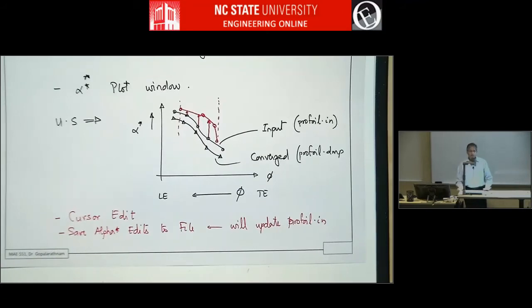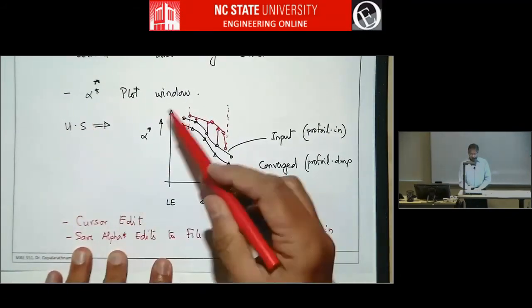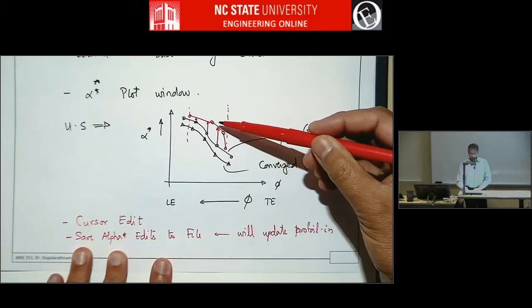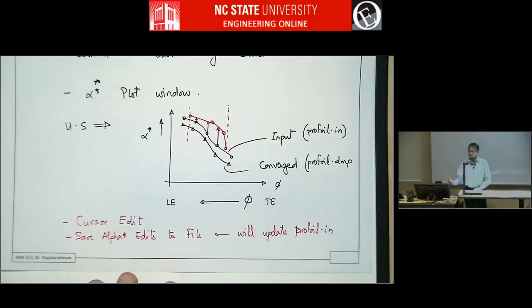So far we are dealing only with symmetric airfoil, so it's only an upper surface curve. When we go to cambered airfoils, you'll have one curve for the upper surface, one curve for the lower surface, and you can toggle. So we'll do that later.